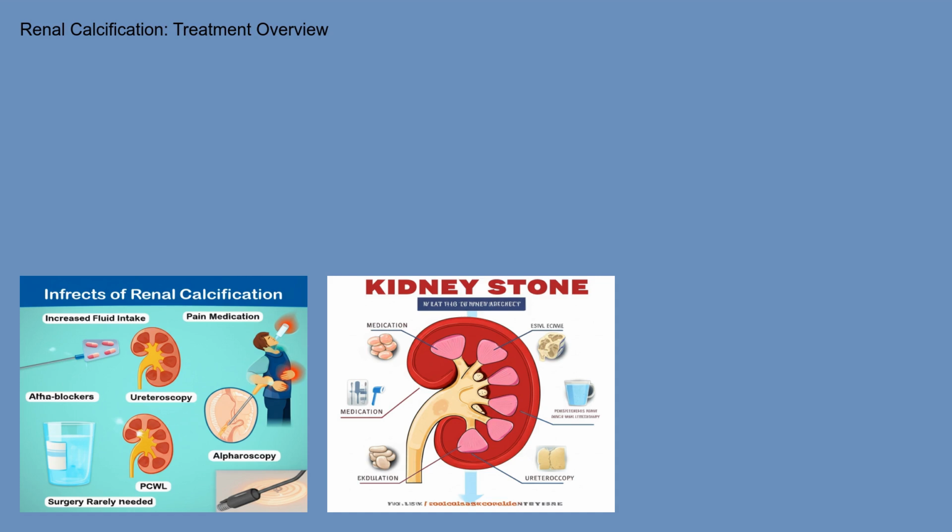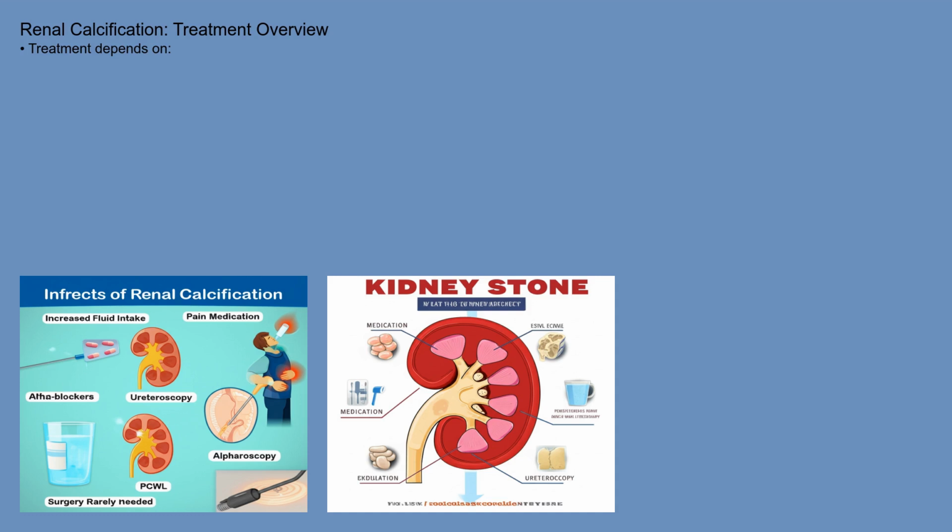Treatment and management of renal calcification depend on the size, location, and composition of the stone, as well as the presence of symptoms. Small stones may pass spontaneously with increased fluid intake and pain medication. Alpha blockers, such as tamsulosin, can also be prescribed to relax the ureteral muscles and facilitate stone passage. For larger stones that do not pass on their own, more invasive interventions may be necessary.